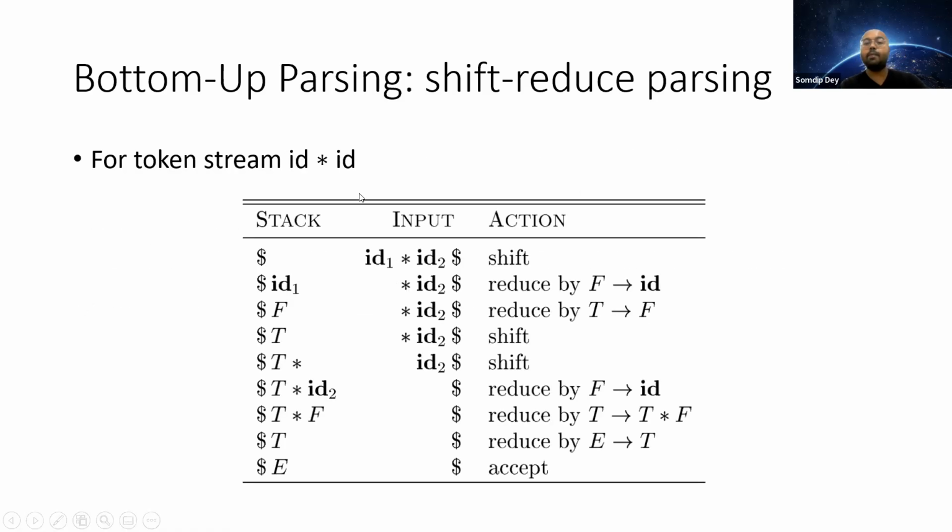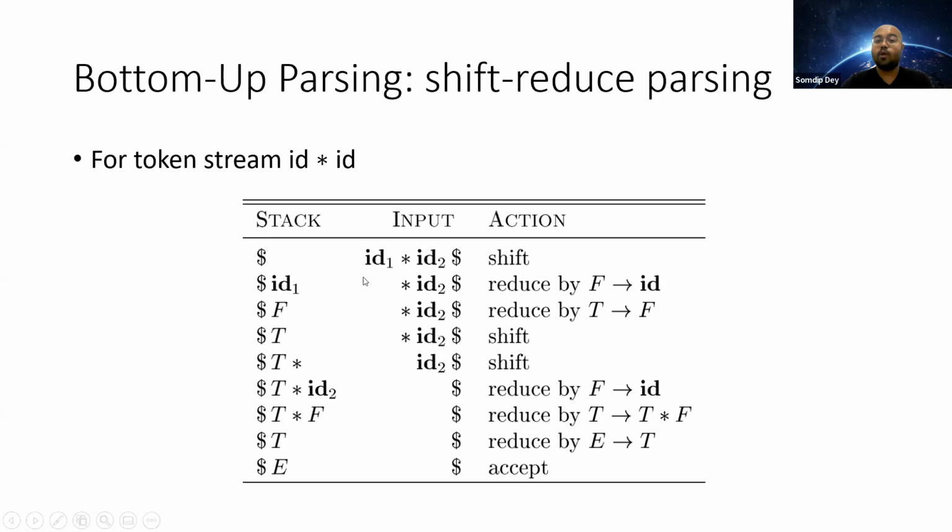Remember the same example that we used for bottom-up parsing, where the input string is ID star ID, right? Remember the input initially we denote as W. So W equals ID star ID. The first ID, let's call it ID1, and the second ID, let's call it ID2. That's the input string. Now we have to use the stack to derive the production rule for E, right? That's our goal. That's how you generate the parse tree using bottom-up shift-reduce parsing.